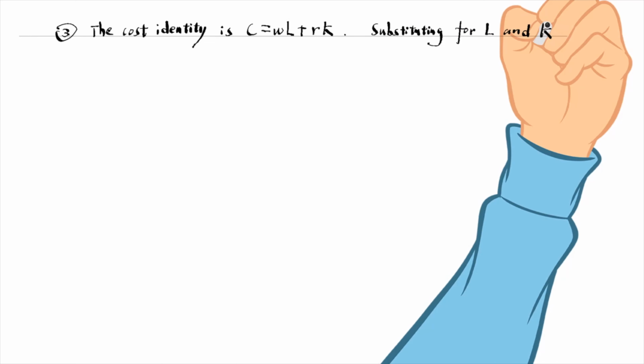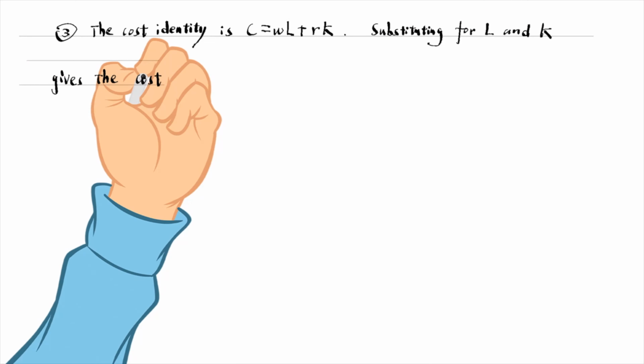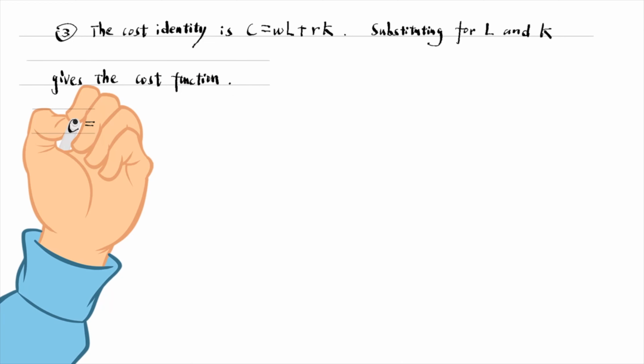In the third step, substituting labor and capital into the cost identity gives the long-run cost function.